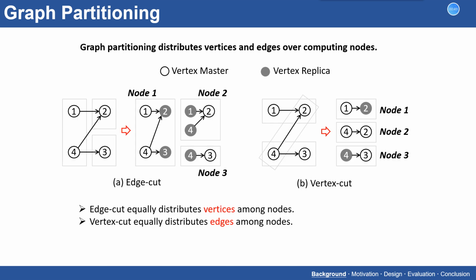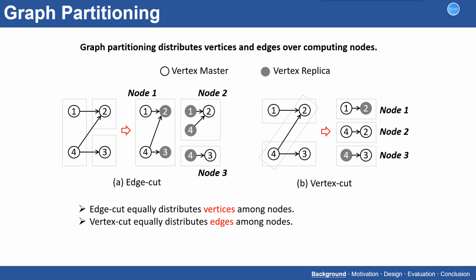Existing graph partitioning strategies can be roughly classified into two categories, edge cut and vertex cut. As shown in the above figure, edge cut equally distributes the vertices among computing nodes. It generates some vertex replicas and edge replicas to create a locally consistent subgraph on each node.